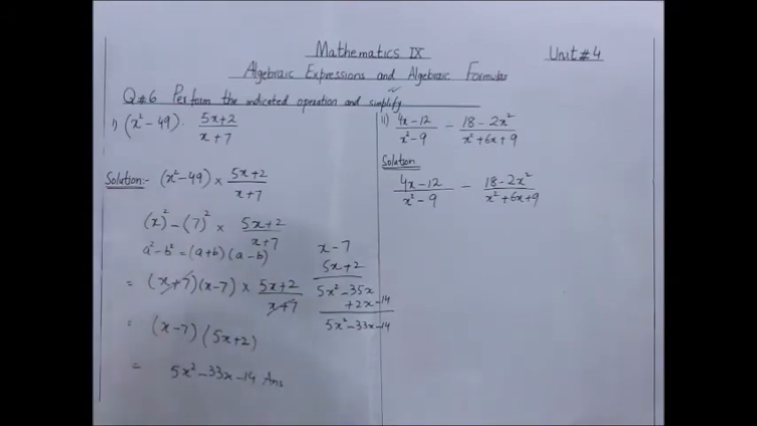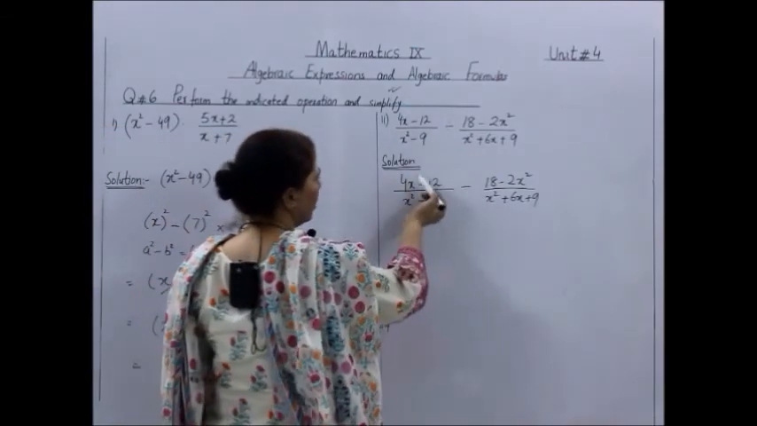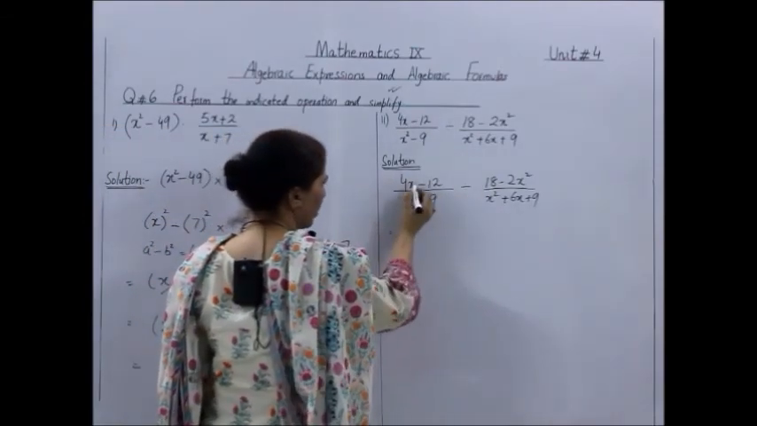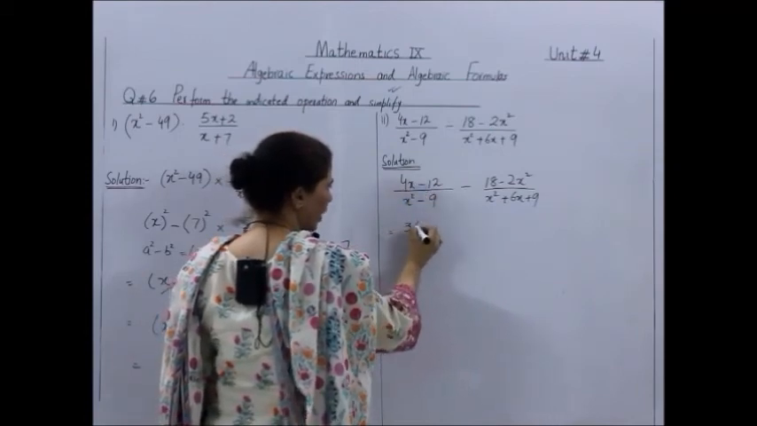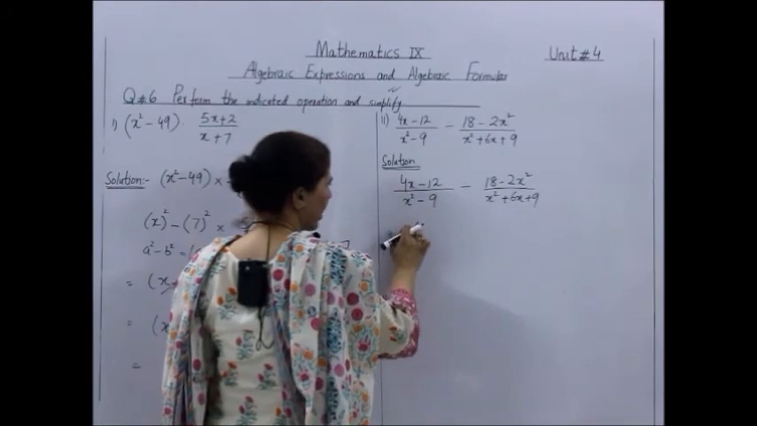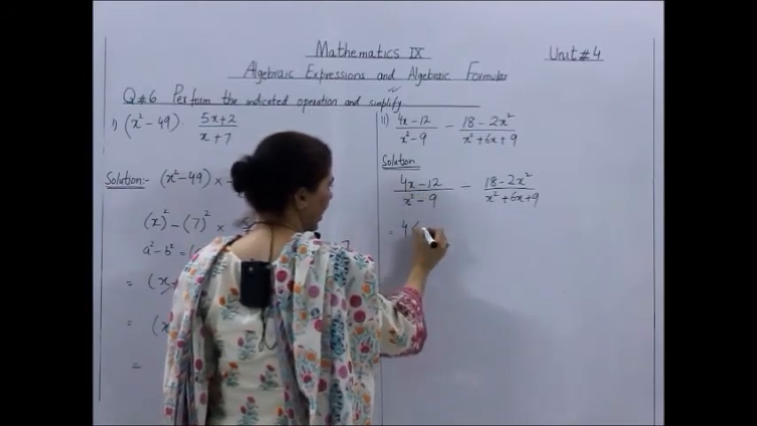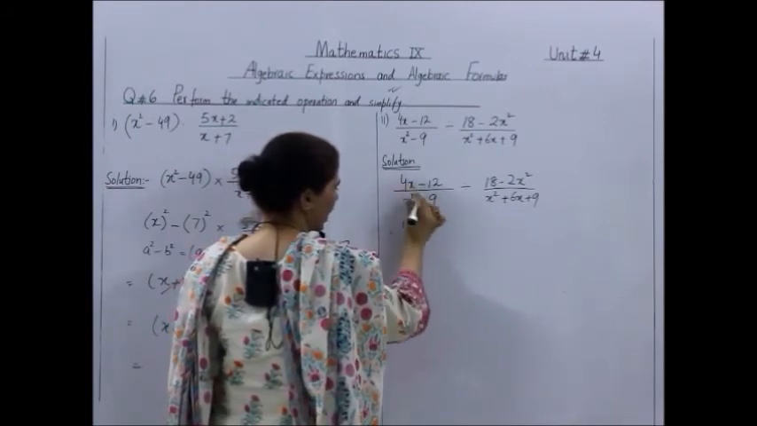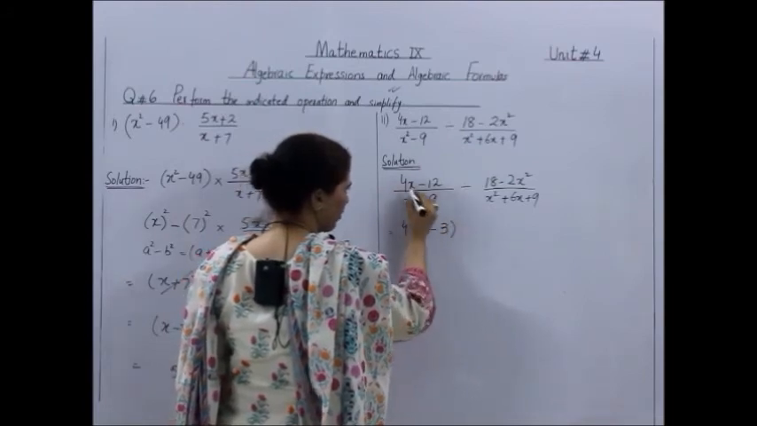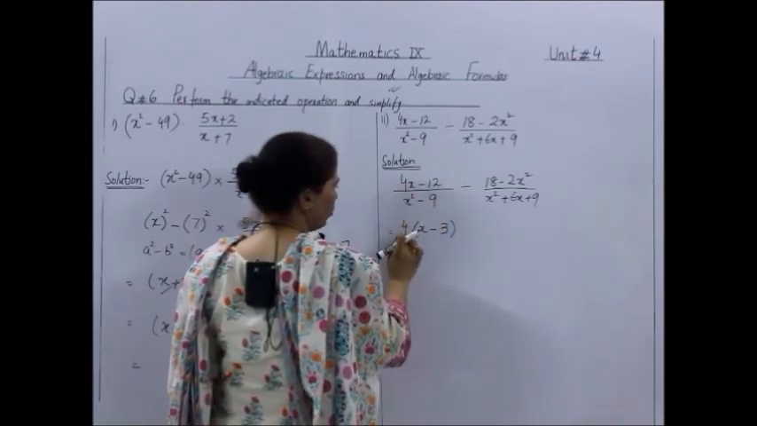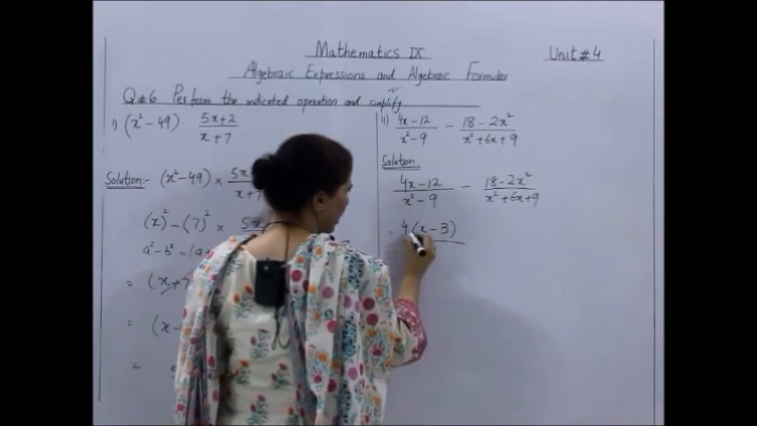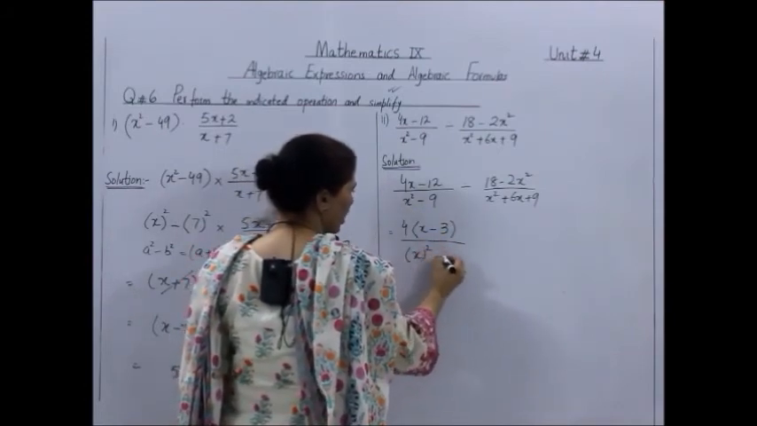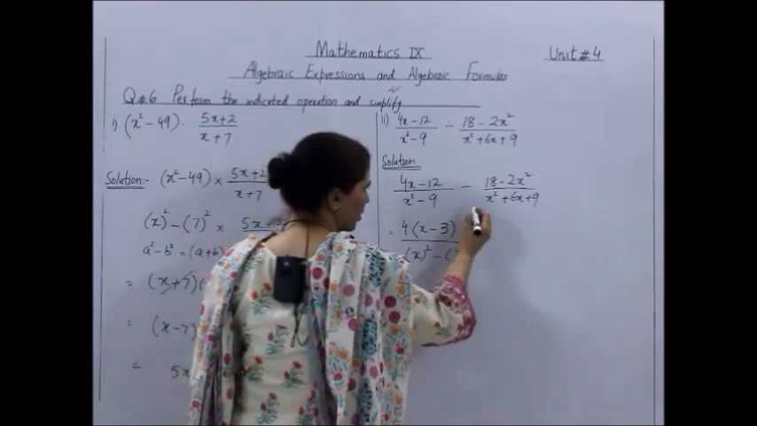Look at the next question. In this, you have to simplify. See, for simplification, 4x minus 12, you can easily take 4 as common and you will be left with x minus 3. 4x minus 12, we will take 4 as common. 4 3s are 12, and see, x whole square minus 3 whole square.